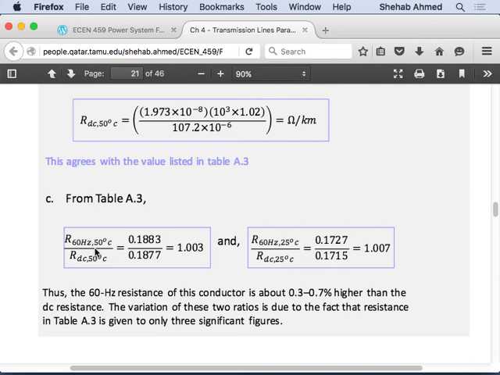It's either rho L over A, or calculate the new rho by considering the temperature coefficient, and then extracting the information from the appendix A3. Really, it's nothing more than that. So any questions on calculation of resistance? Okay.